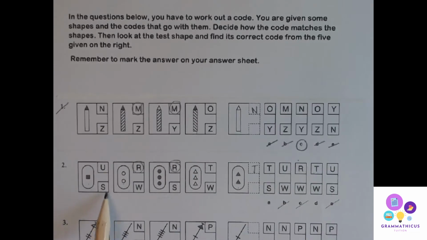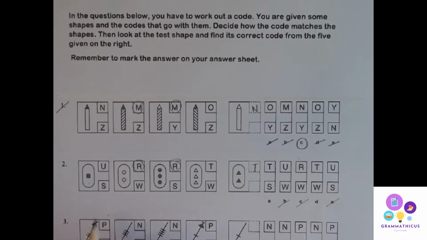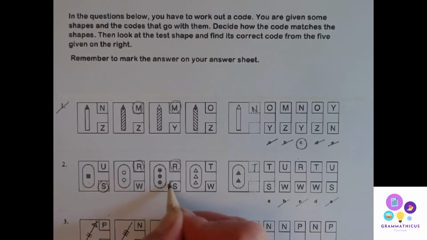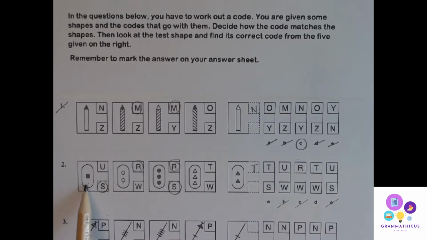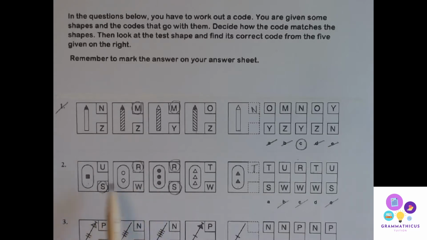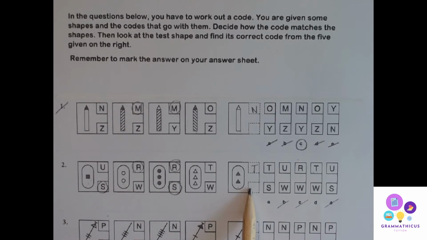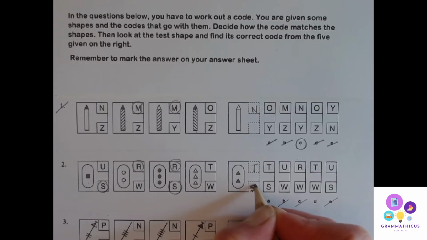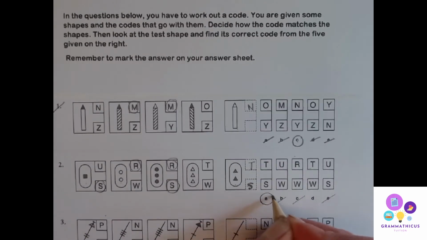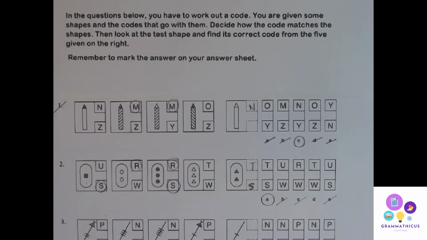Now I'm going to consider the letters I have at the bottom. Well, I have an S and an S, and I also have a W and a W. If I look at the 2 squares that have an S in them, I can see that the shapes inside both of the ovals I have there are black, whereas the shapes inside the ones with the letter W are white. If I look at my test shape, I can see that it's black. So the second letter of my code is going to be S. So I can mark TS, and then I can go ahead and mark that on my answer sheet.